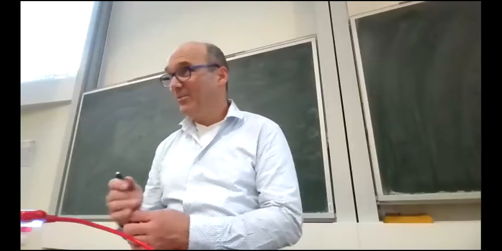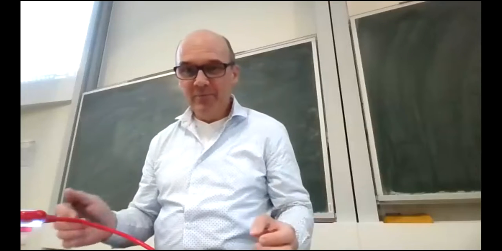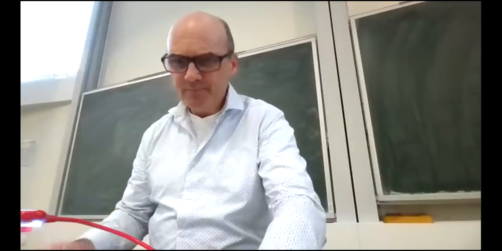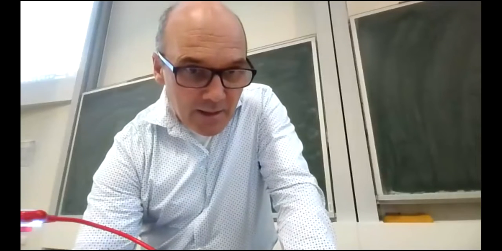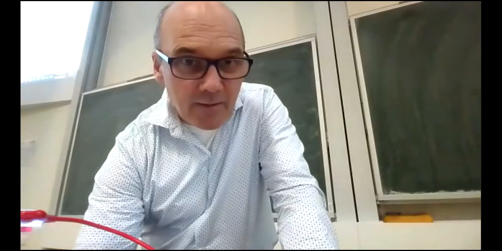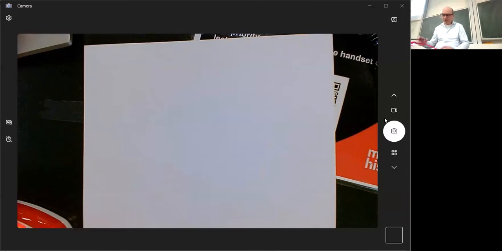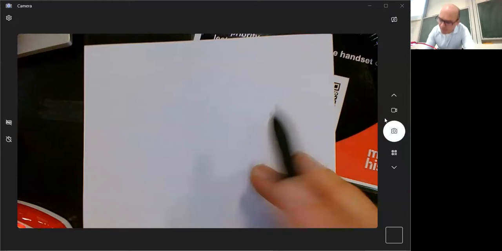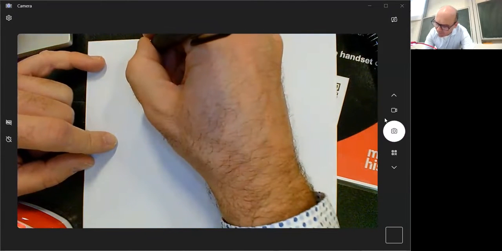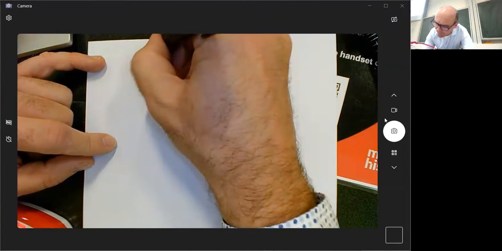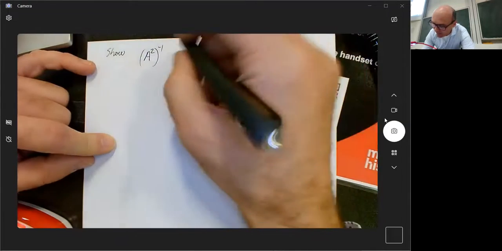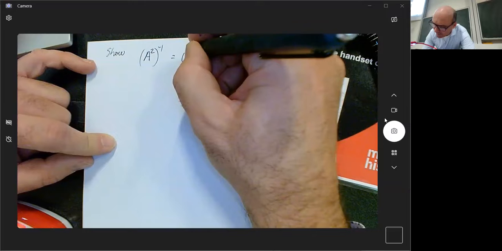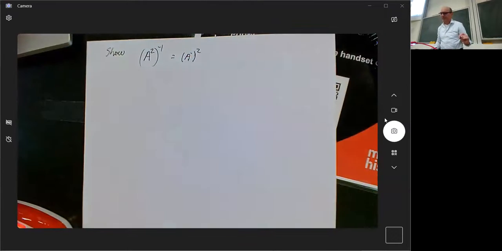Okay, there are various rules about matrices, right? What I'll do is I'll go back to, where's Zoom go? Okay, so the question actually is, we want to show that this is equal to A inverse squared. Is that the right way around?